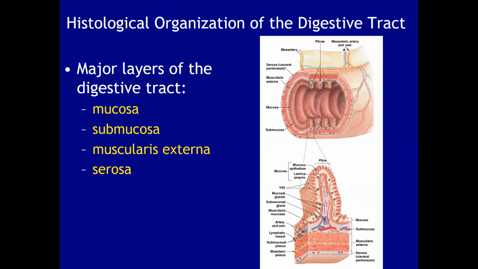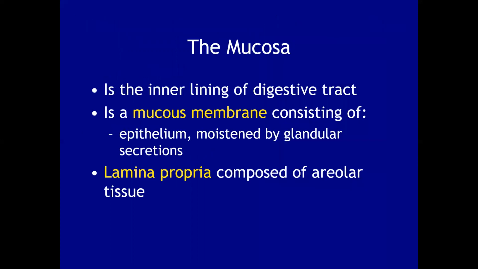All right, so if we look at the histology of your digestive tract, there are 4 major layers. We have the mucosa, the submucosa, the muscularis externa, and the serosa. So I'm going to highlight in red. Here we have the serosa, the muscularis externa, the mucosa, and the submucosa, right? So we'll look at these different layers, going from inner to outer. The mucosa is the innermost lining.